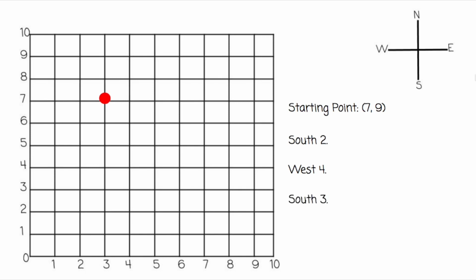Now south 3, 1, 2, 3. And lastly, east 2, 1, 2. There's the final location of our point, 5 and 4.